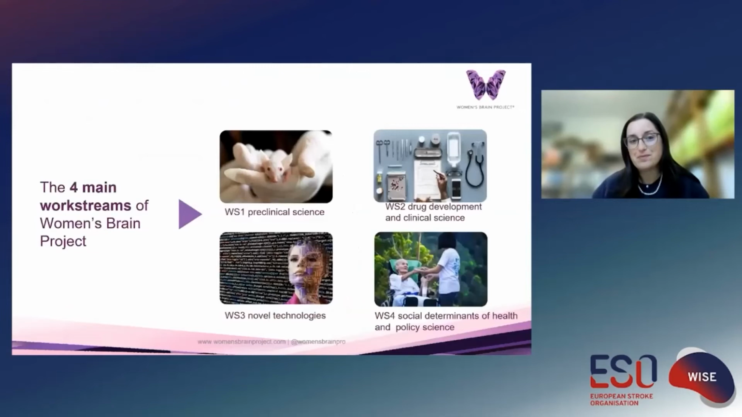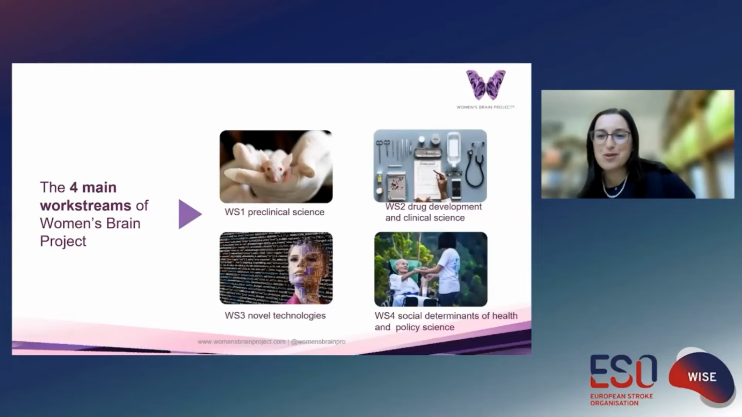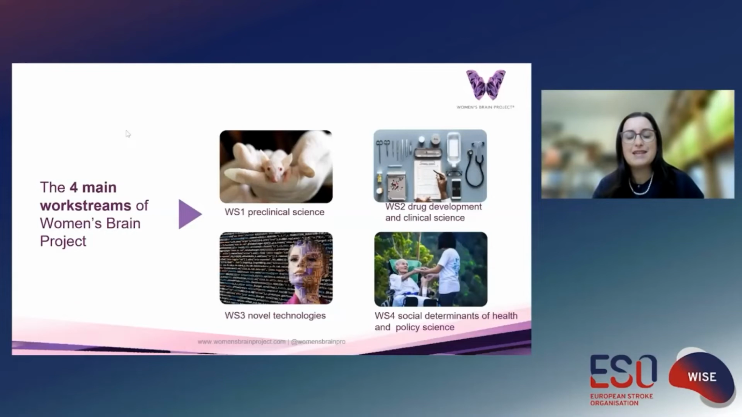So how did we organize ourselves to work in this field? So we created four work streams in Women's Brain Project. And these are these four that you can see here on screen. The first one is preclinical science. The second is drug development and clinical science. We have another work stream focused on novel technologies and artificial intelligence in healthcare. And the last one is focused on social determinants of health and policy science.